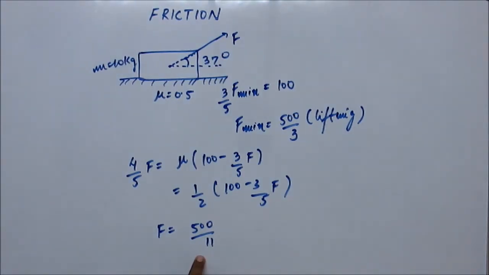And you can see which one is less. This one seems to be less, so this thing is going to happen first. The slipping of the block on the ground is going to happen first. So if you keep on increasing the value of force, slipping will occur first before the block gets lifted up.